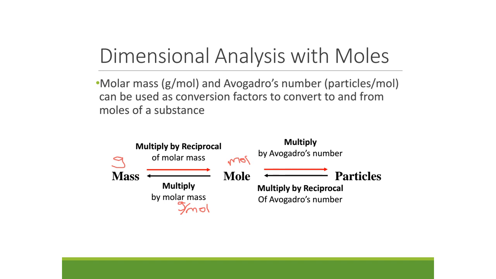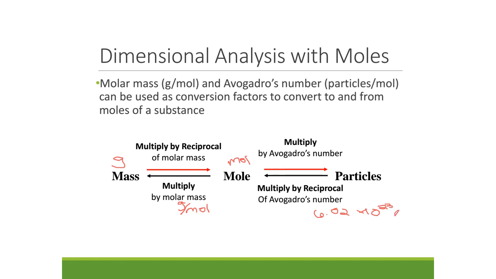So if you're going from moles to grams, you're multiplying by that molar mass. And if you're going from grams into moles, you're multiplying by the reciprocal. Then moles to particles, we're using Avogadro's number, and we're either multiplying by Avogadro's number or multiplying by the reciprocal of Avogadro's number. And remember, we learned in 11.1 that Avogadro's number is 6.02 times 10 to the 23rd.